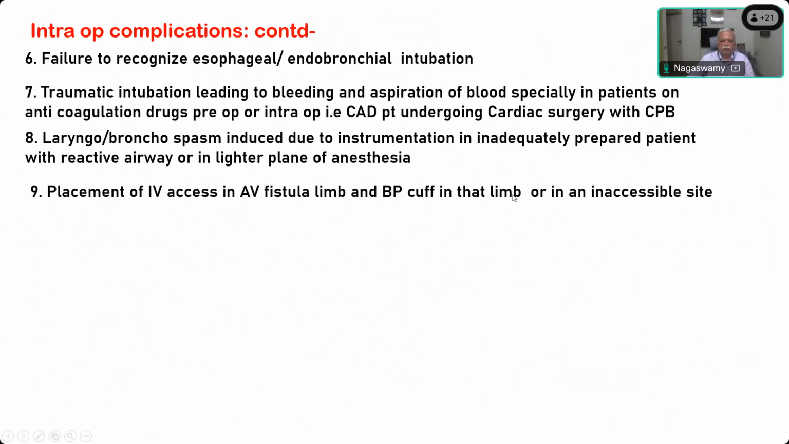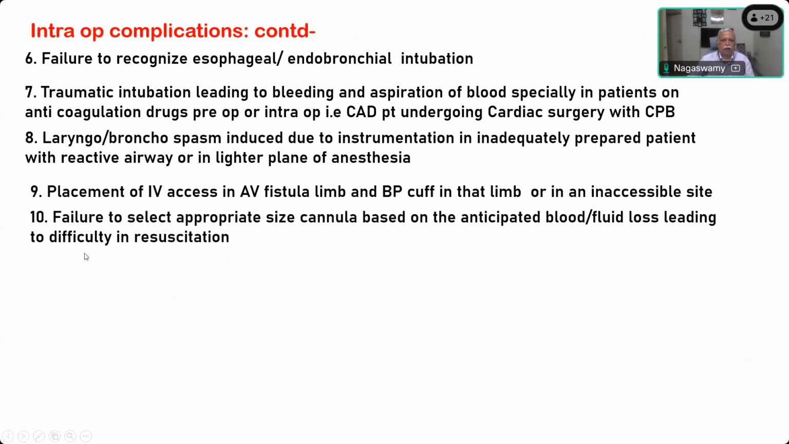And placement of IV access in an AV fistula limb or a BP cuff in the limb, in patients with CKD who come with an AV fistula in the upper limb, or putting an IV line in an inaccessible site, that also can cause iatrogenic problems. And failure to select appropriate size cannula based on the anticipated blood and fluid loss, which may lead to difficulty in resuscitation later on.